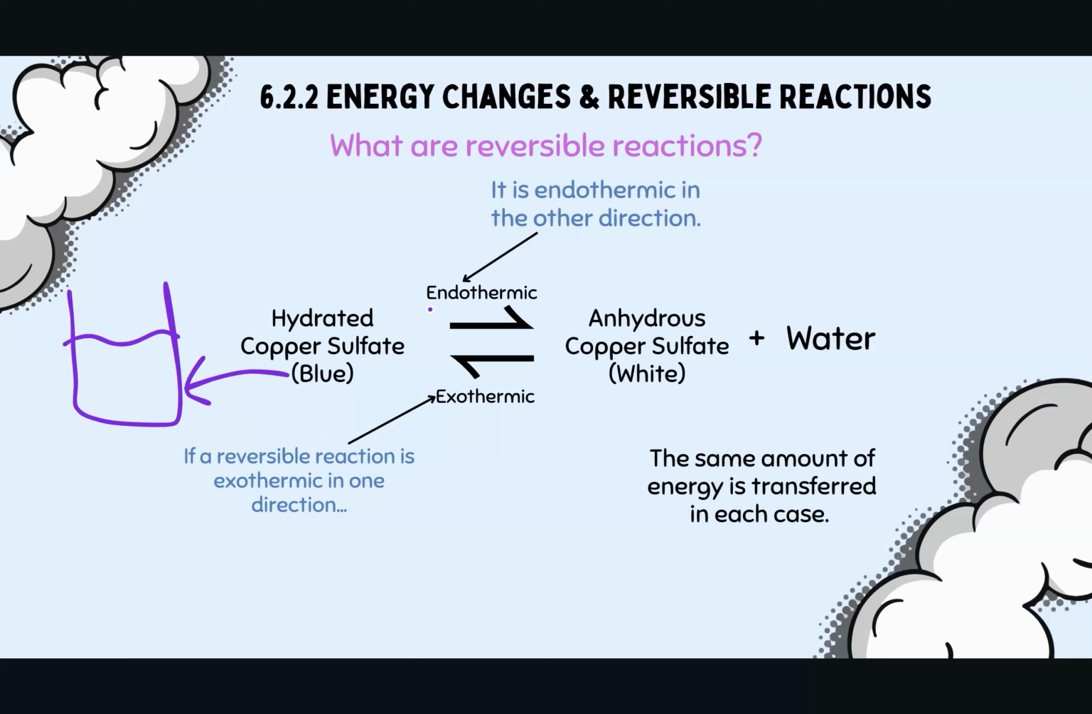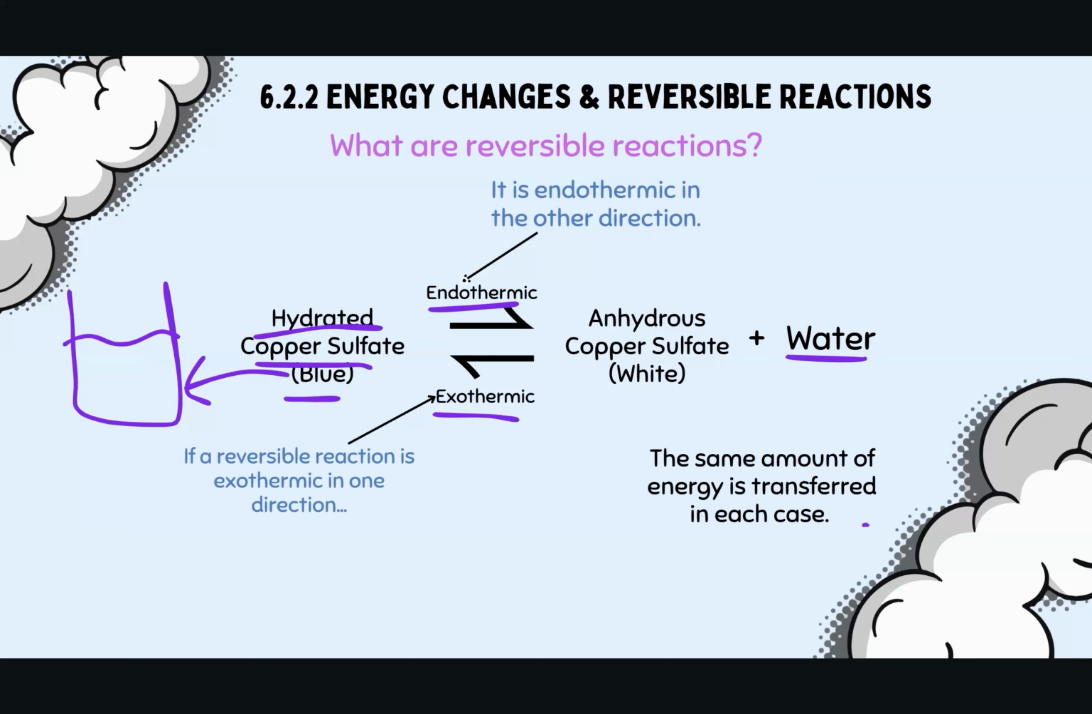The forward reaction is endothermic, meaning it needs to take energy in. When it takes energy in, it separates the water part from the copper sulfate, leaving us with anhydrous copper sulfate, which just means dehydrated, as in where the water has been removed, and water. Now, anhydrous copper sulfate, if you add water to it, it's exothermic, it releases heat energy. And it goes back to being this blue hydrated copper sulfate. The same amount of energy is transferred in each case.